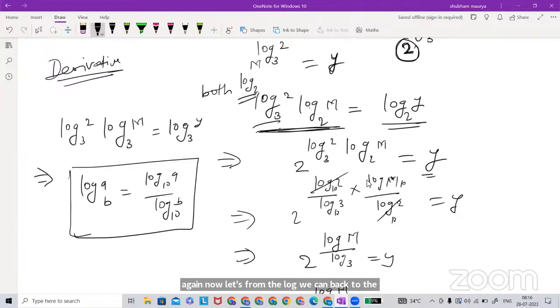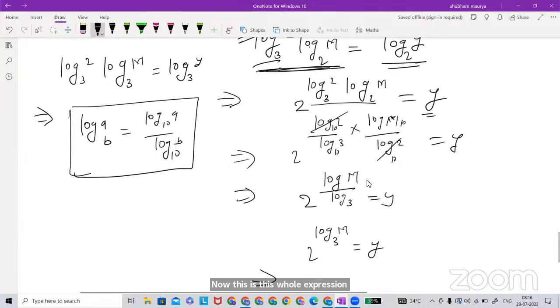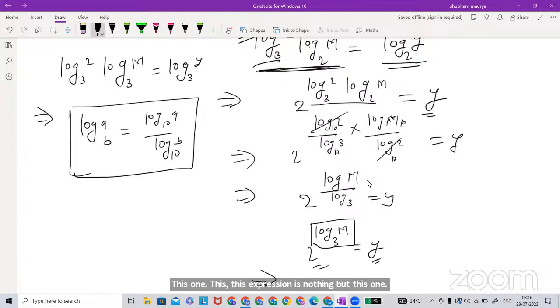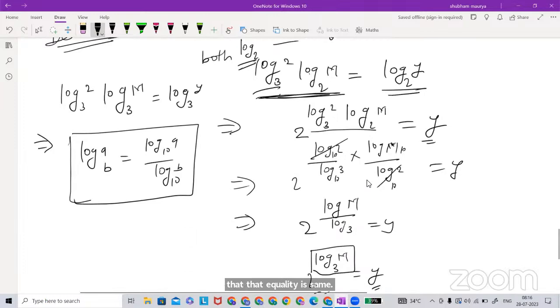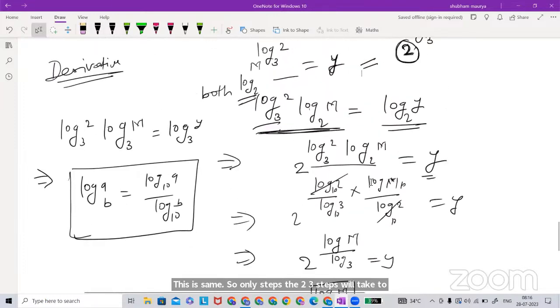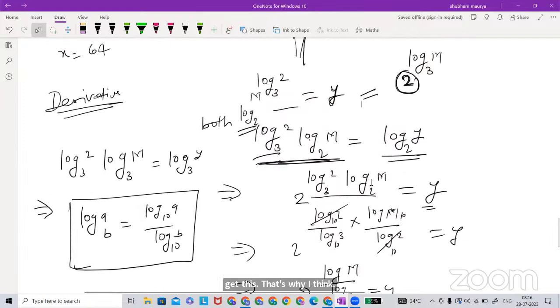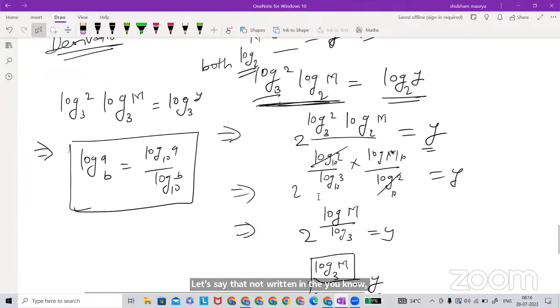So this is y, exactly equal to this one. Now this whole expression is nothing but this one. That's why y equals this, and y is the previous one. So both the equality is the same. Only 2-3 steps will take to get this. That's why I think it's not written in the formula; this is actually generated by the older one we have.